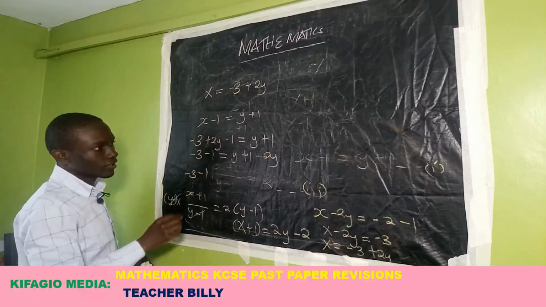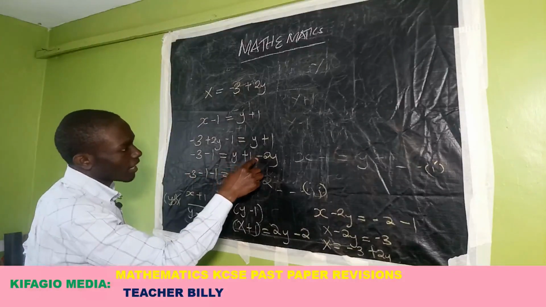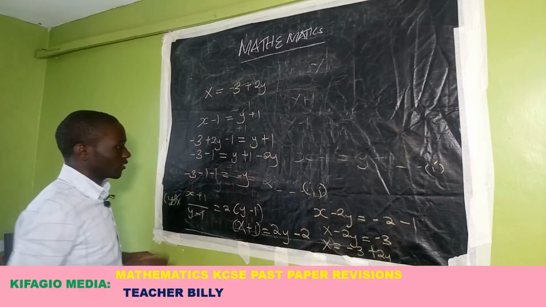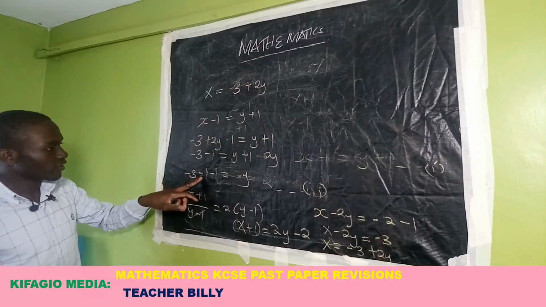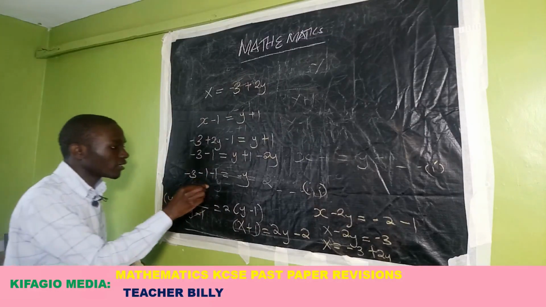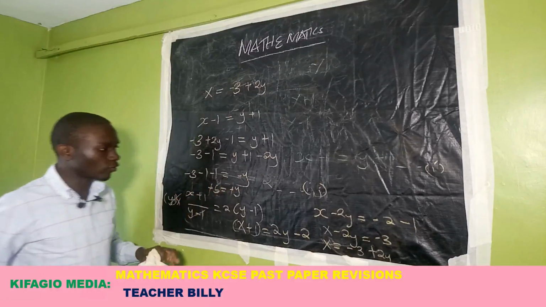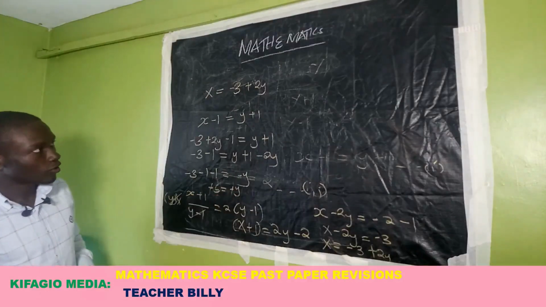Minus 3 minus 1 is equal to Y minus 2Y, which is minus Y. So minus 3 minus 1 is minus 4. Minus 4 minus 1 is minus 5. So I'm having minus 5 is equal to minus Y. So negative and negative will go. So the value of Y is equal to 5.